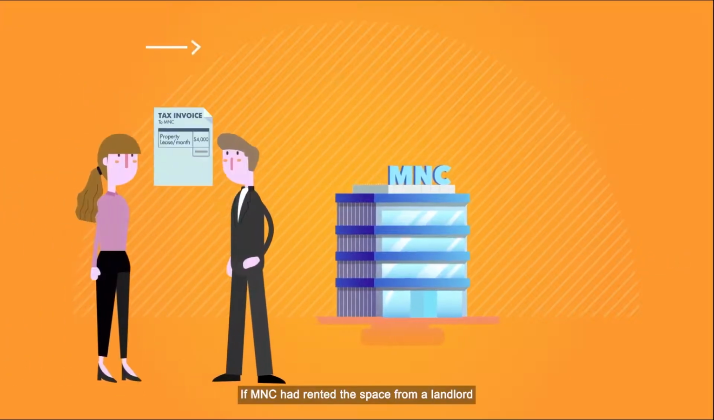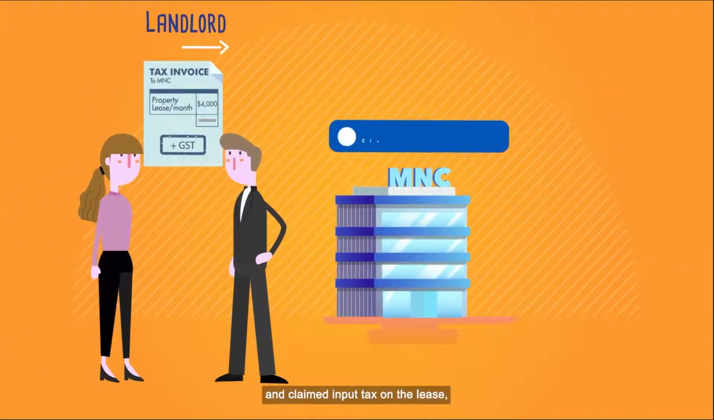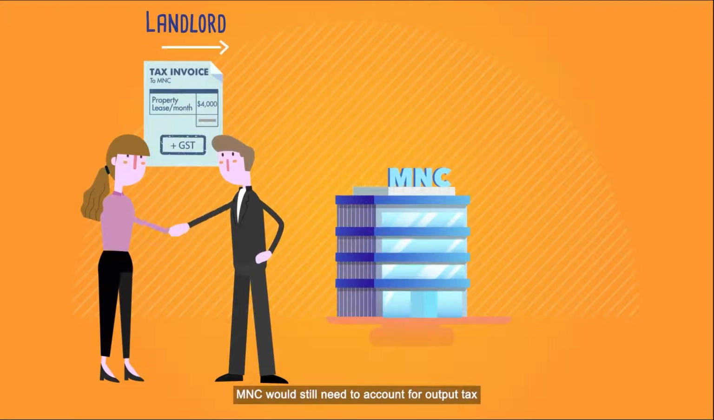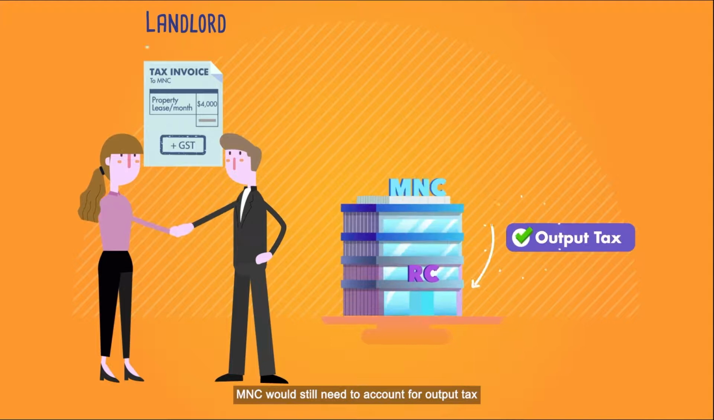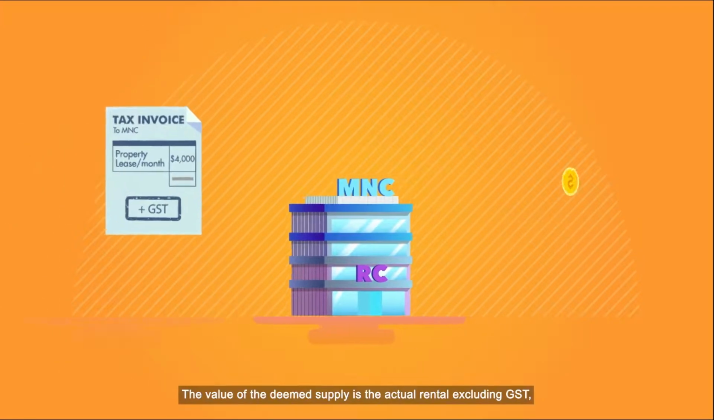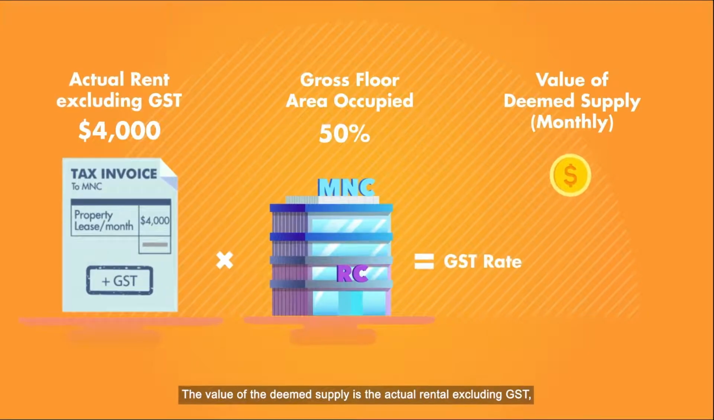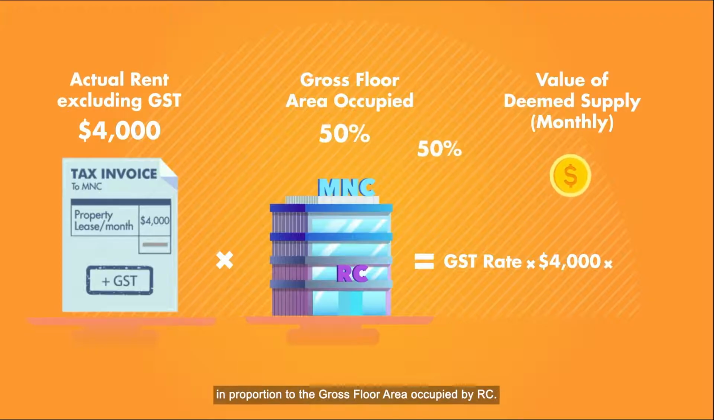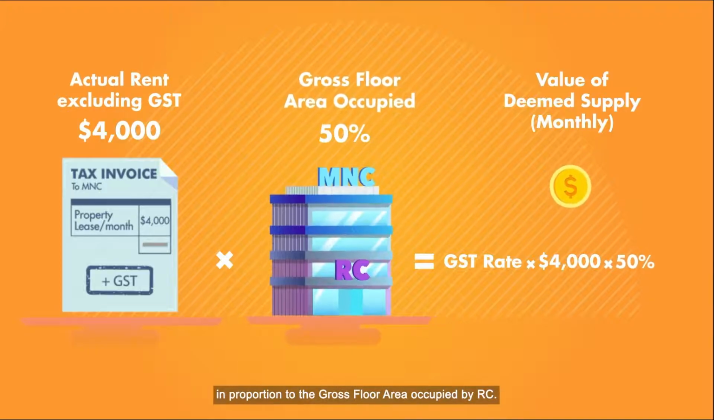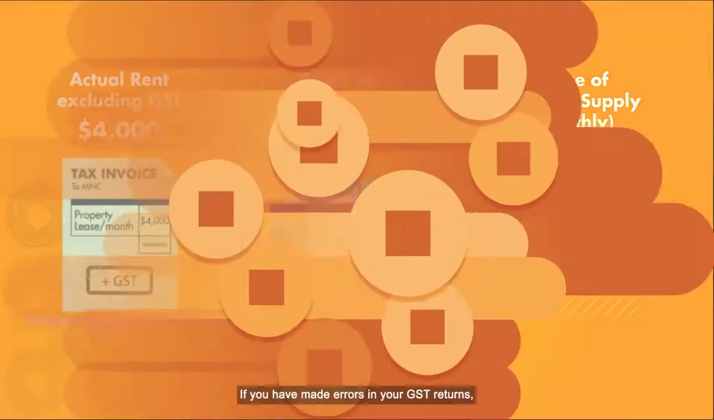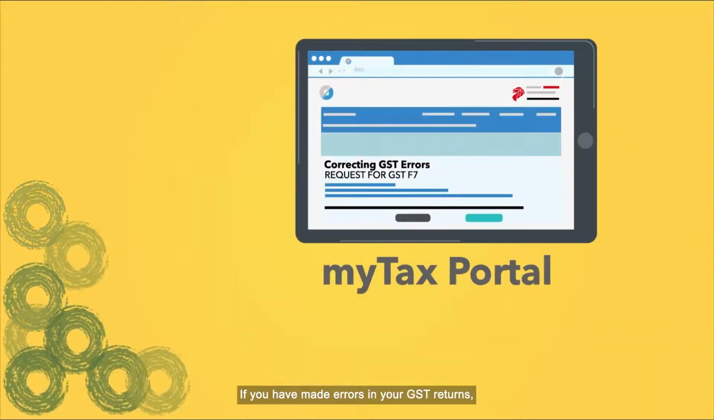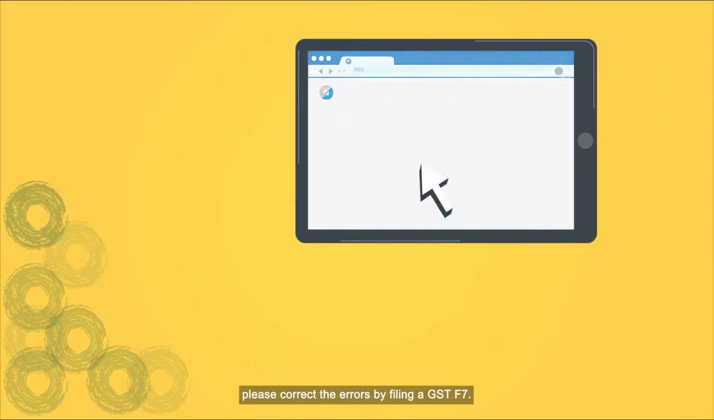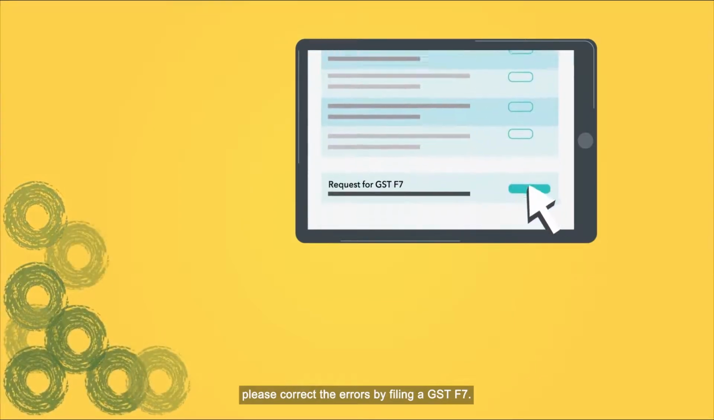If MNC had rented the space from a landlord and claimed input tax on the lease, MNC would still need to account for output tax when they allow RC to use the space for free. The value of the deemed supply is the actual rental, excluding GST, in proportion to the gross floor area occupied by RC. If you have made errors in your GST returns, please correct the errors by filing a GST F7.